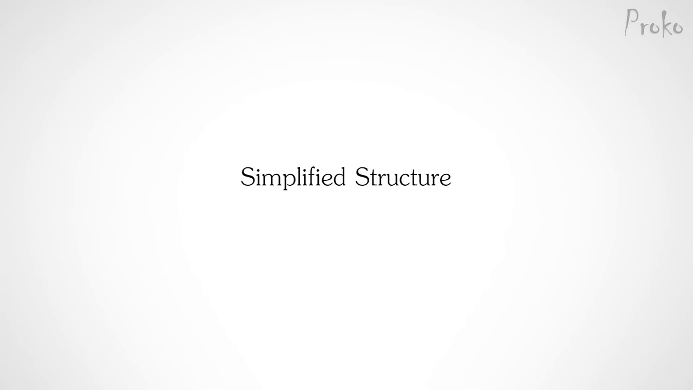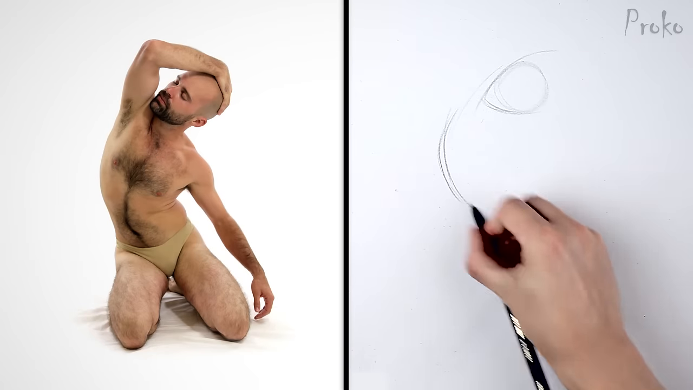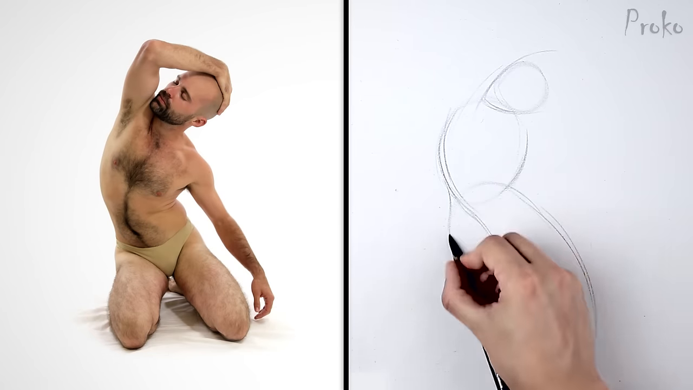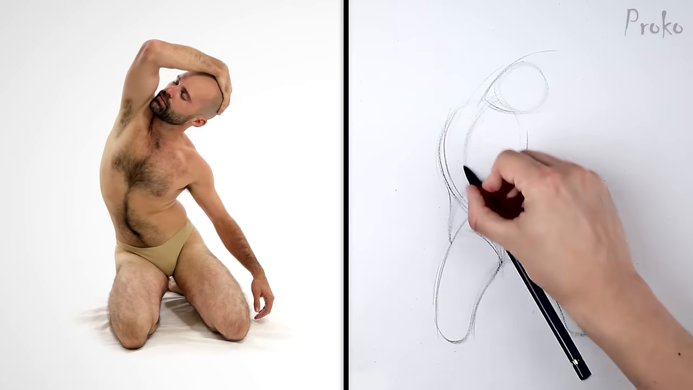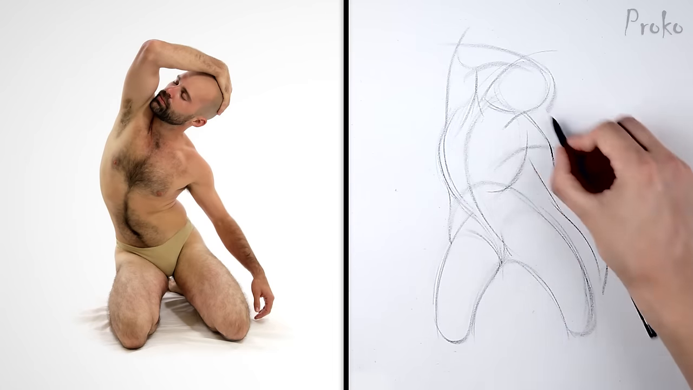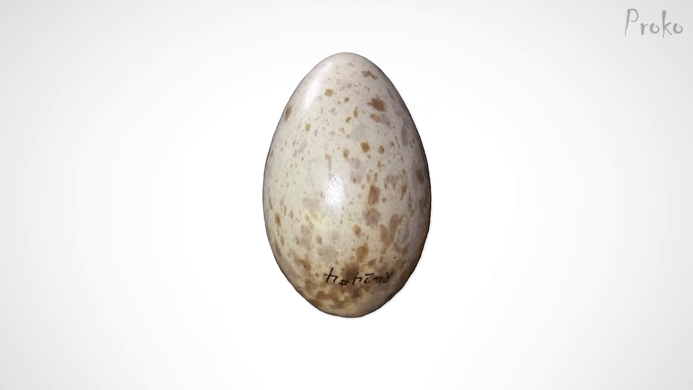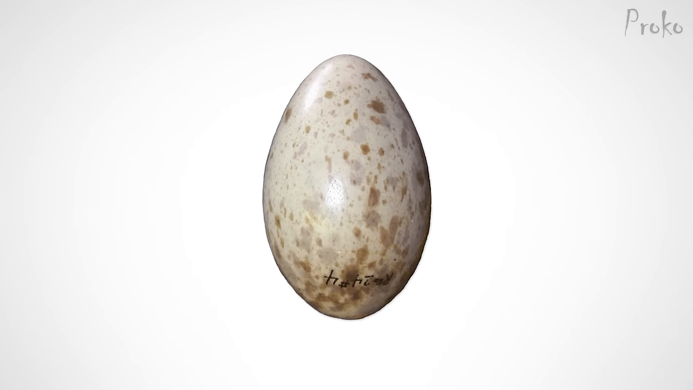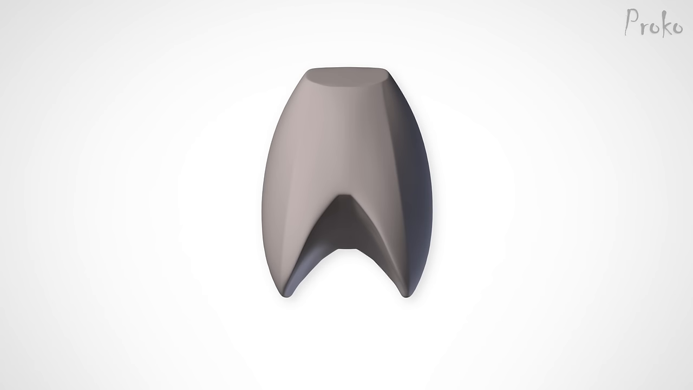Simplified structure. The ribcage is often simplified as an oval shape. For a gesture drawing, that's good enough. But for an anatomy study, it's not. The ribcage is more like an egg, because the top is narrower than the bottom. And more specifically, the ribcage is an egg with planes. It has clear front, side, and back planes.